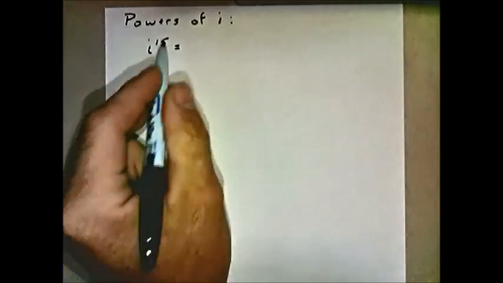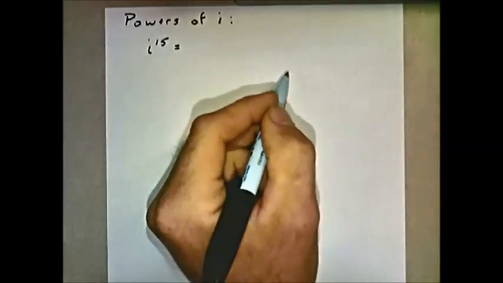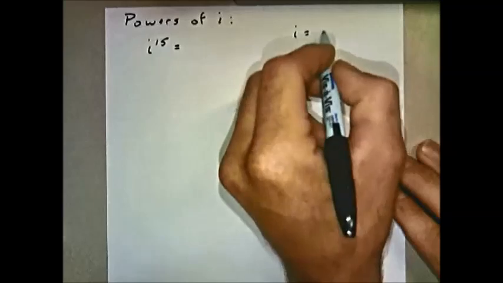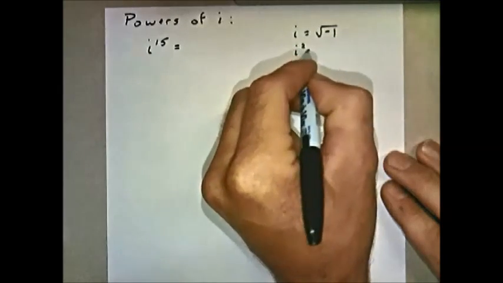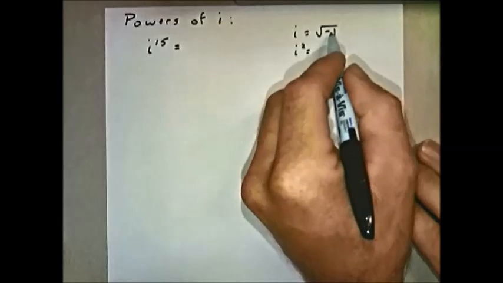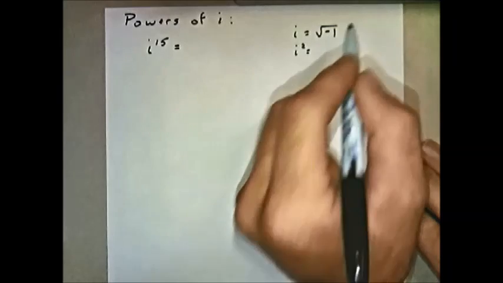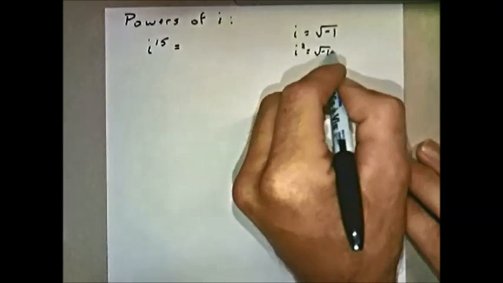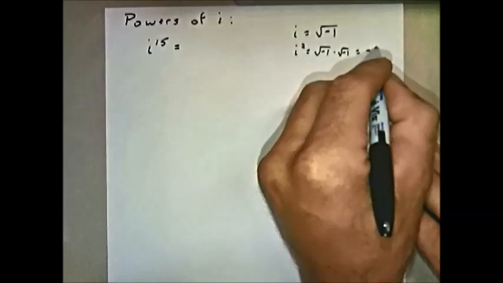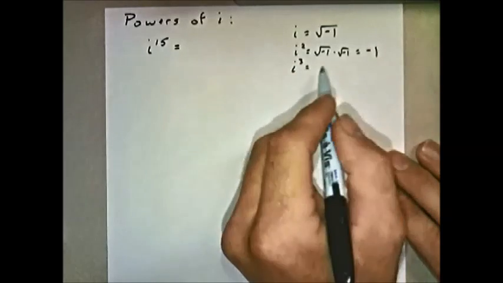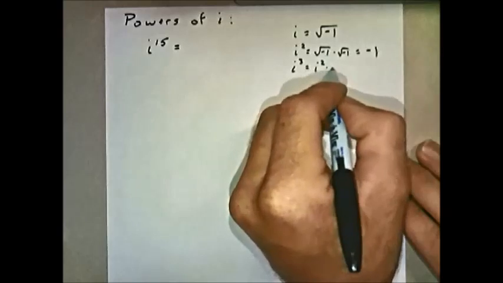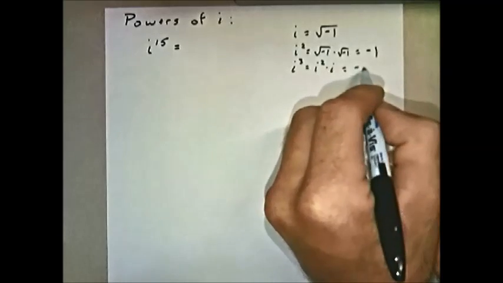Well, let's begin, before we start with i to the 15th, with reviewing what i was. Remember, i was the square root of -1. i squared we've used several times as being the square root of -1 times the square root of -1, which equaled -1. And i to the third, we said was i squared times i, or -i.